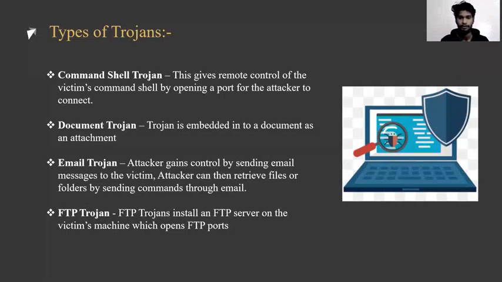Second, document Trojans. Document Trojans are embedded into documents as an attachment. Third, email Trojans. This Trojan gains control by sending an email message to the victim, and it is gained by the attacker. Then the attacker sends commands through email and retrieves files or folders. Fourth, FTP Trojans. FTP Trojans install an FTP server on the victim's machine, which opens FTP files.